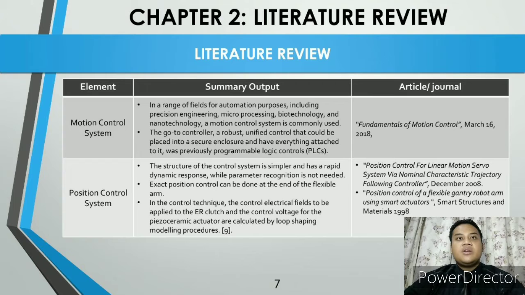Number 2 is position control system. The structure of the control system is simpler and has a rapid dynamic response, while parameter recognition is not needed. Exact position control can be done at the end of the flexible arm. The research paper about position control system I get from the position control for linear motion servo system via nominal characteristic trajectory following controller and position control of a flexible gantry robot arm using smart actuators.